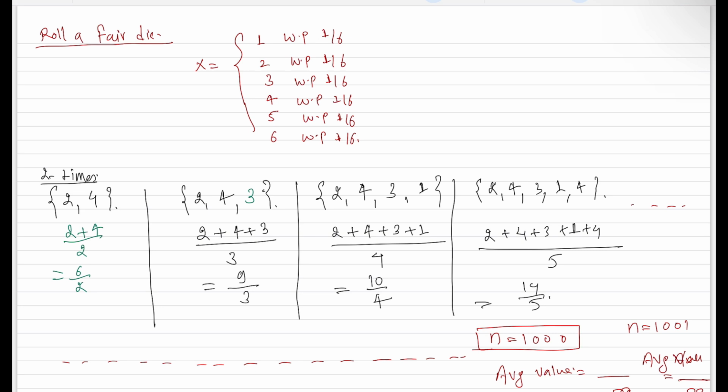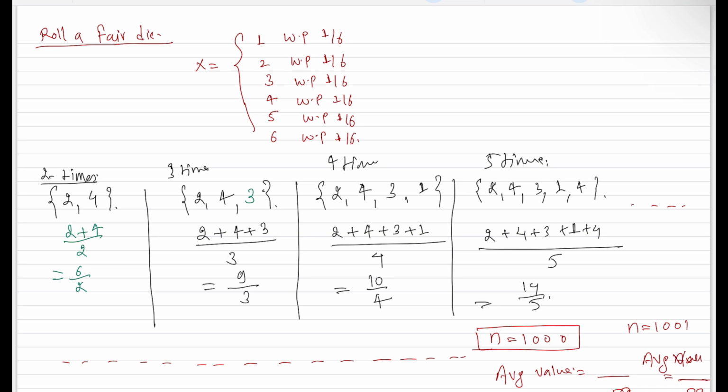If you try to picture these scenarios, what is the observation here? You have done the trial 2 times here, 3 times here, 4 times here, 5 times here. When the number of experiments or trials is small, these average values have much fluctuation, the values are fluctuating too much, right?